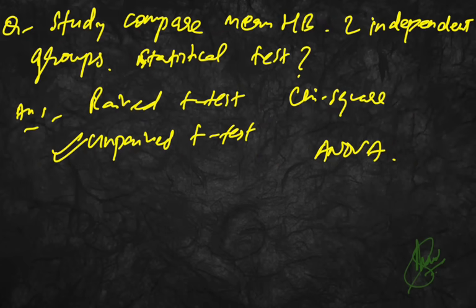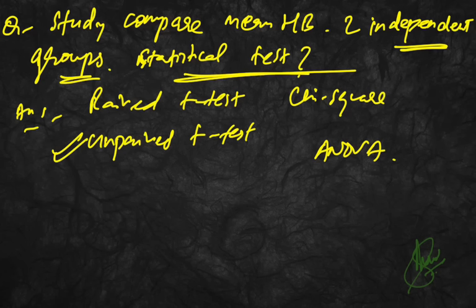Then a study compares mean Hb of two independent groups. What statistical test will be used? Not a paired test. An unpaired test can be used. ANOVA is used for 3 groups. The answer is also not chi-square. So the unpaired t-test is the answer.